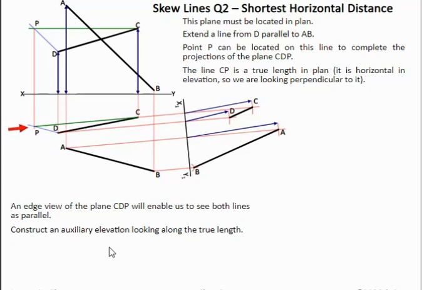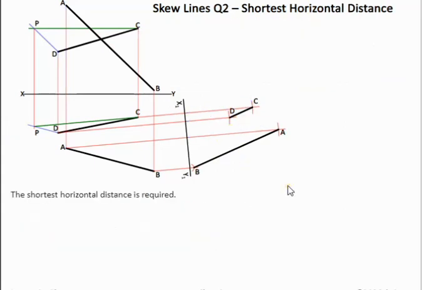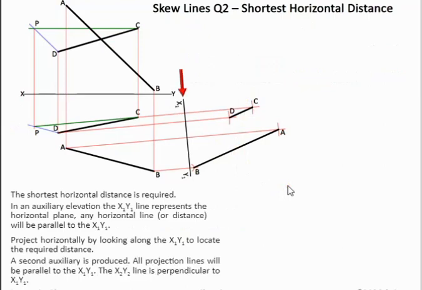So what that means is in this first auxiliary the line needs to be horizontal, because remember when we're bringing this line back to our elevation it needs to be horizontal. So this line needs to be horizontal in this view and this view. So to find the shortest horizontal distance, we need to construct an xy line which is looking 90 degrees to x1, y1. So we construct x2, y2 90 degrees to x1, y1.